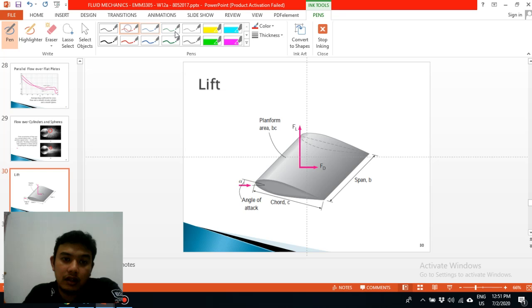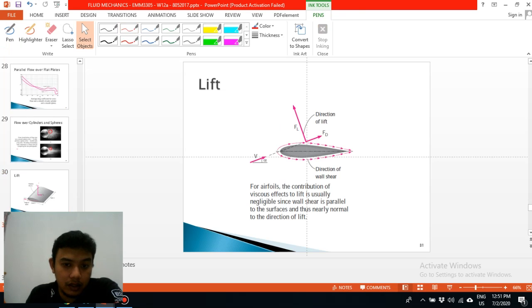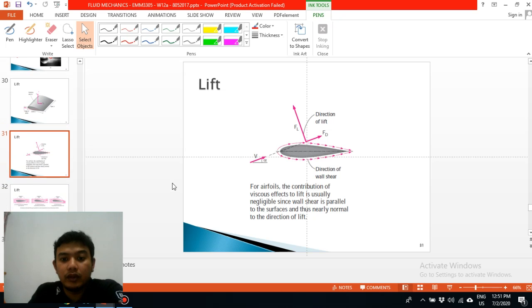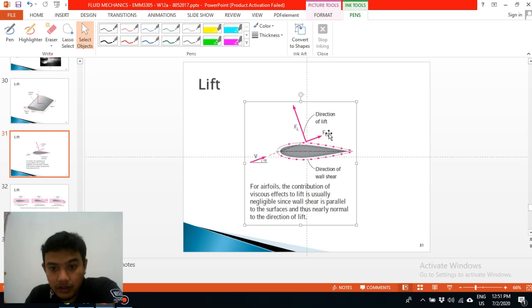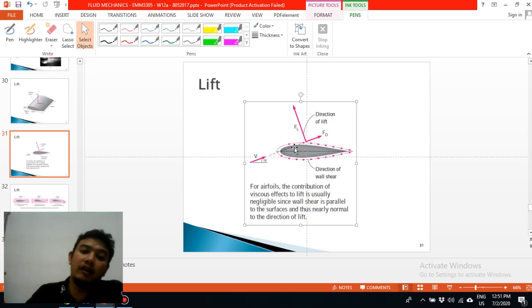Okay, this is the wing. There is a lift and drag same as previously. This is the chord, this is the span, then the angle of attack is based on here. Okay, so here is the airfoil. The contribution of viscous effect to lift is usually negligible since wall shear is parallel to the surface and thus nearly normal to the direction of lift. So this is the direction of lift, this is the direction of drag. This is the angle of attack. When we change the angle of attack, the lift will be different and the drag also will be changed.